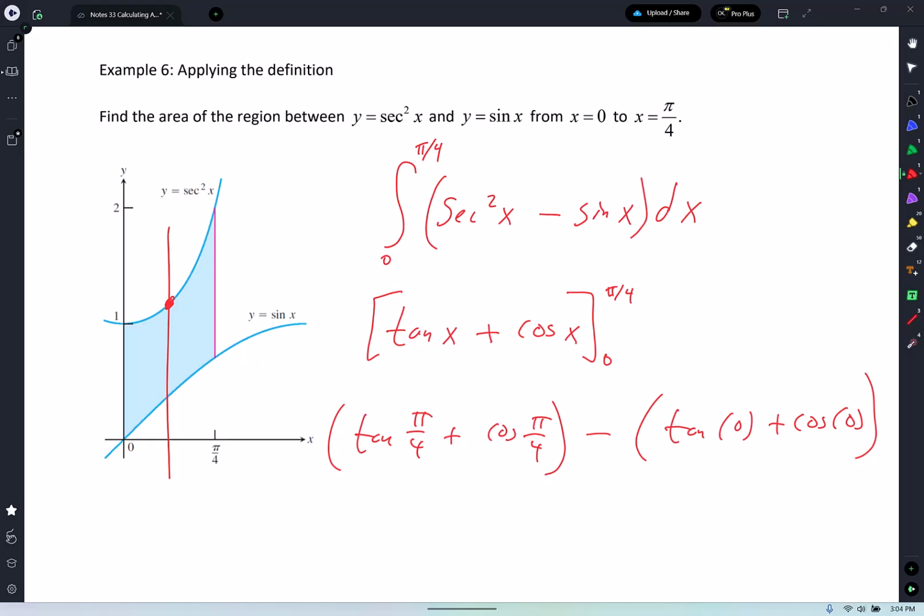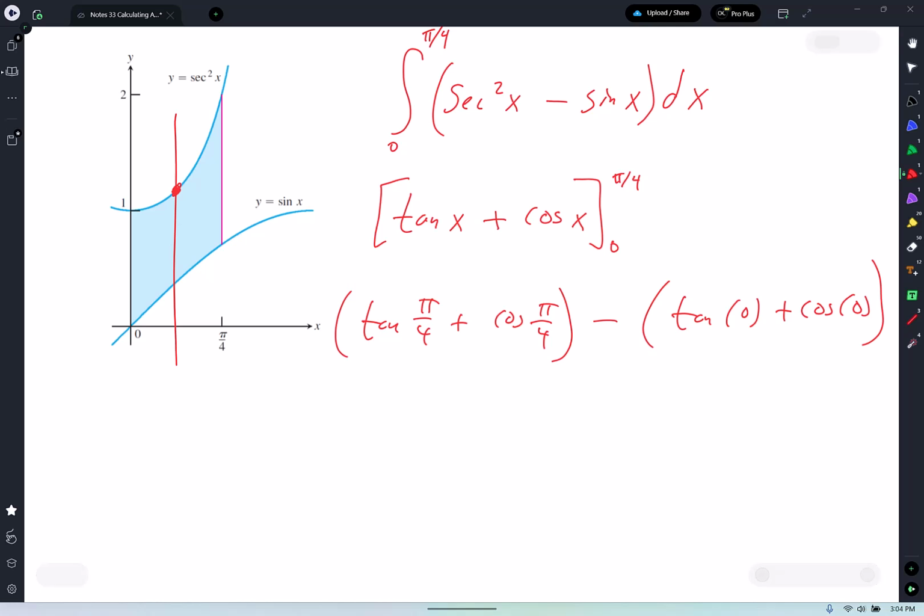All right, here we go. What is tan of pi over 4? Tan is y divided by x. At pi over 4, both the coordinates are the same. That's a 1. Cosine of pi over 4? Square root of 2 over 2. Minus, so this is a 1, parenthesis. Tan of 0 is 0. Y divided by x, 0 divided by 1 is 0. Plus, what's cosine of 0? 1. Close parenthesis. Distribute the negative.